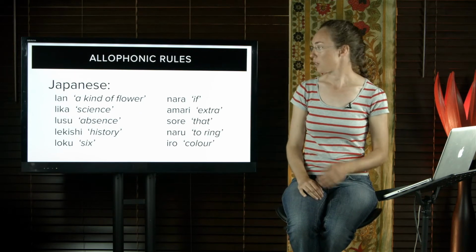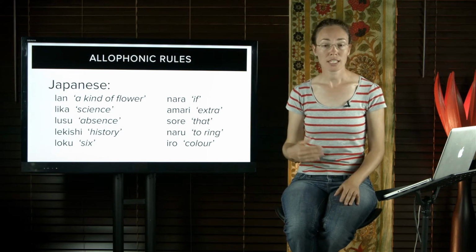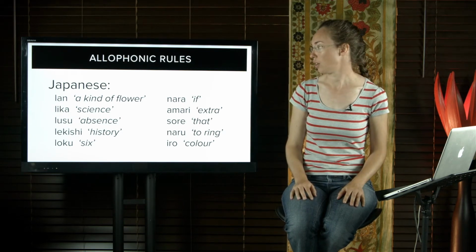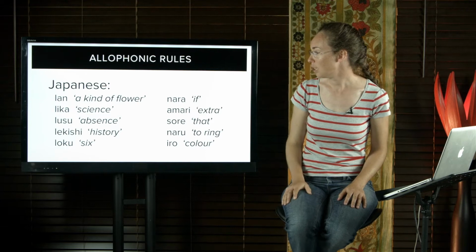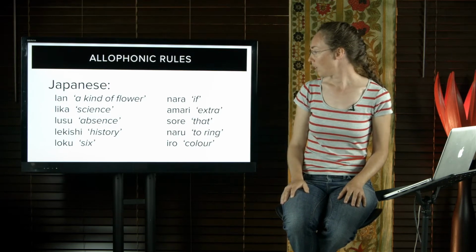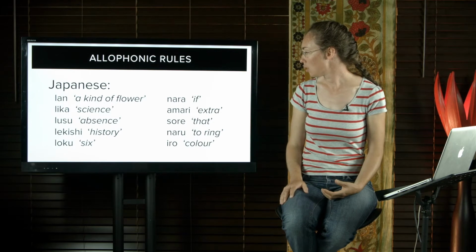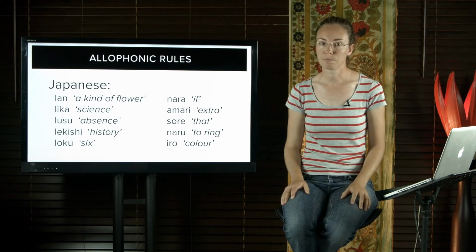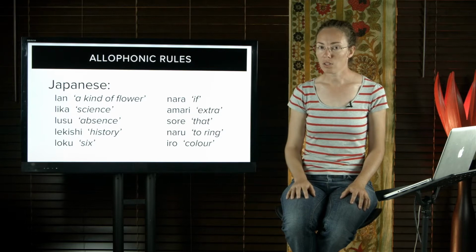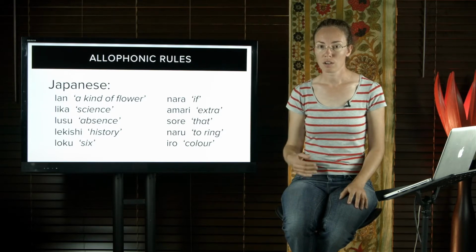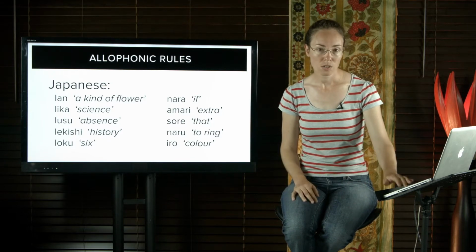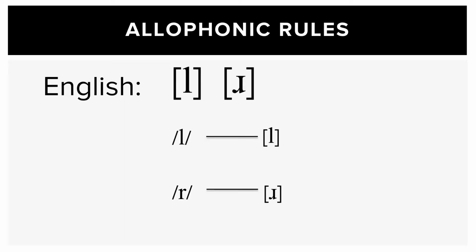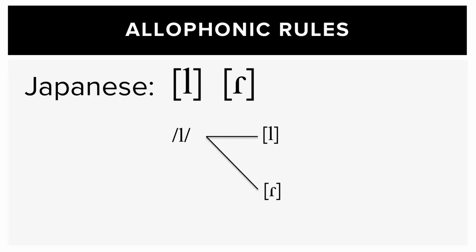If you look at these examples of Japanese words with these two sounds, you can see a pattern of where each particular allophone occurs. So we have lan, lika, lusu, lakishi, and loku. And then we also have nara, amari, sore, naru, and iro. You'll see that L only occurs at the beginning of a word. R occurs in the middle of the word, never at the beginning. So in English, the two sounds divide up into phonemes like this. But in Japanese, they divide up into phonemes like this.